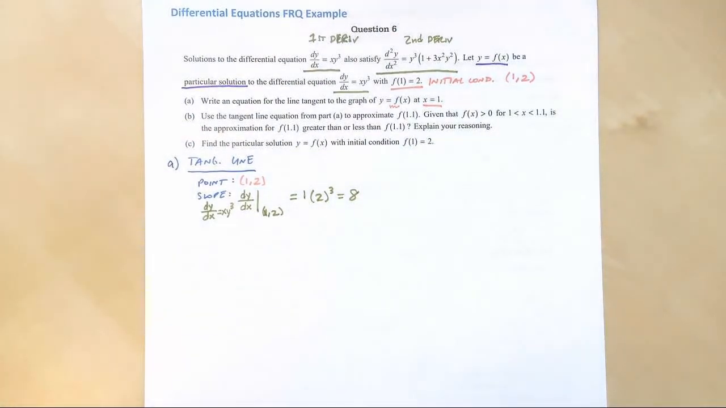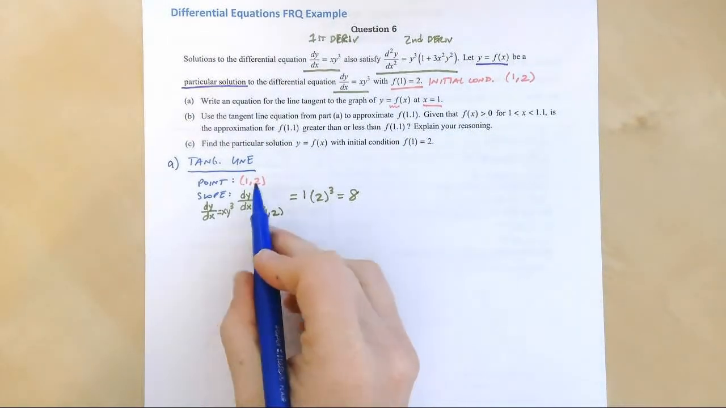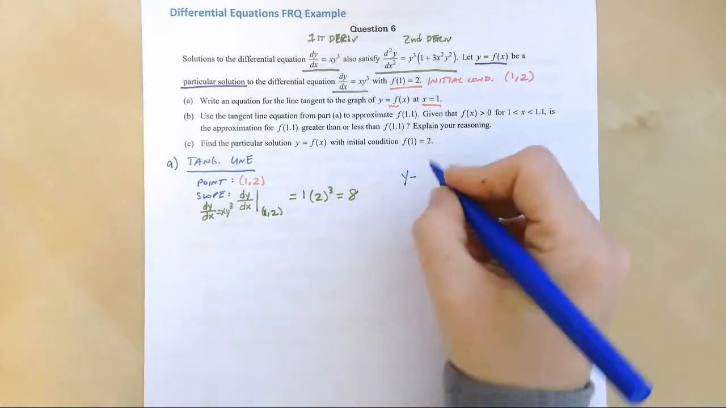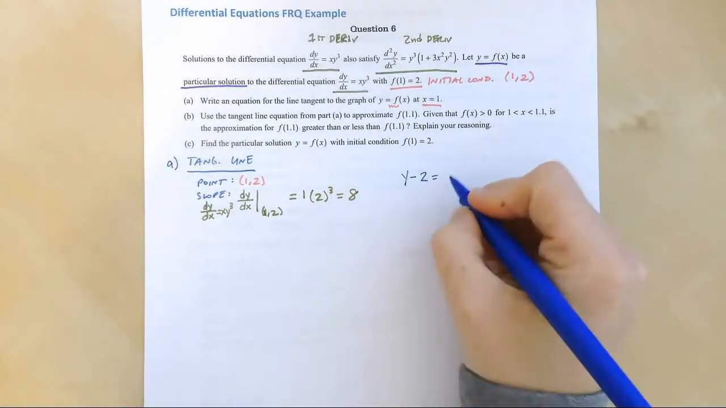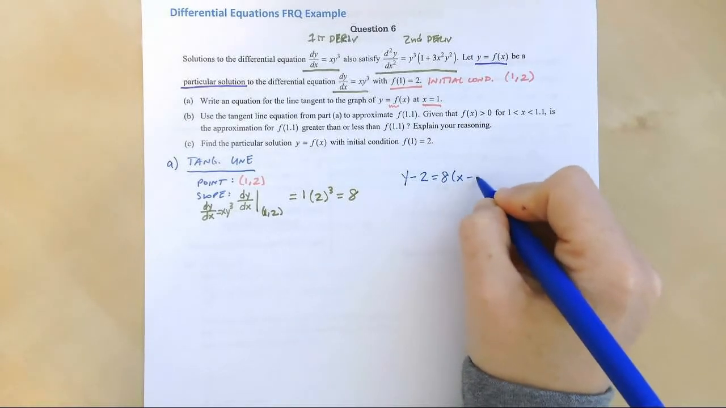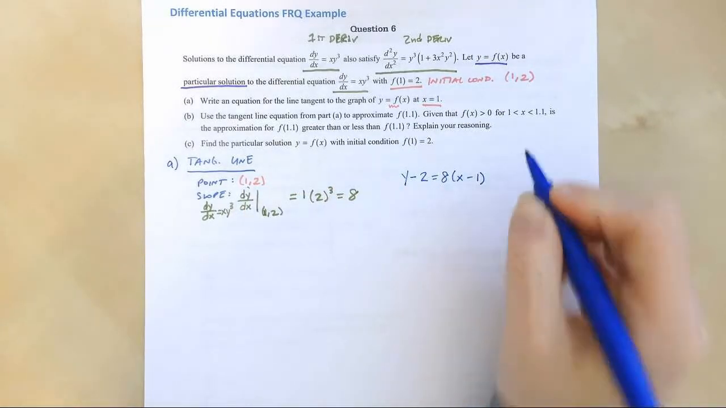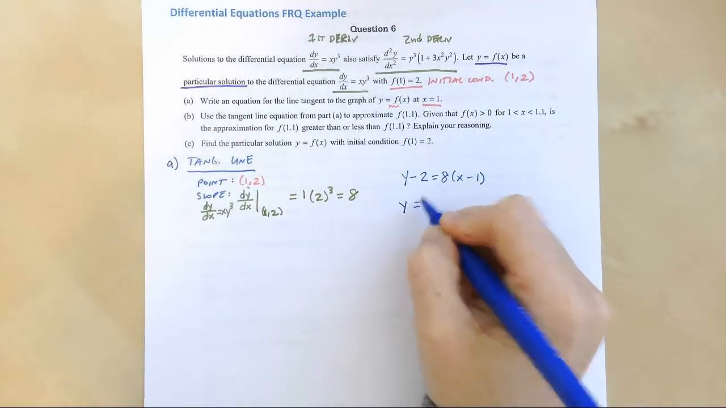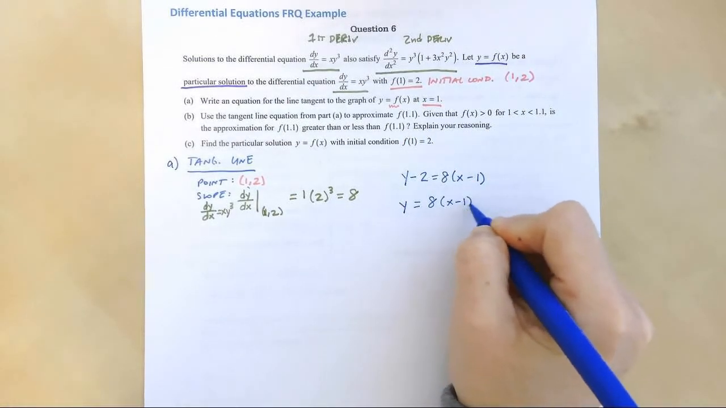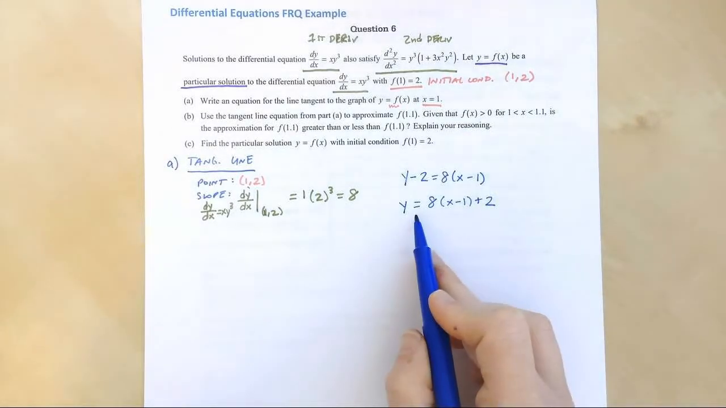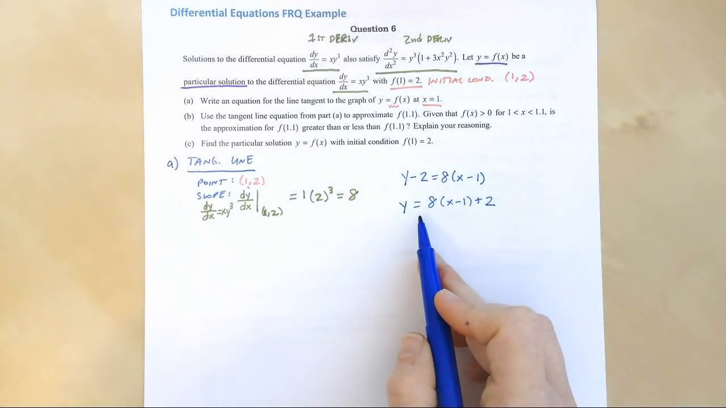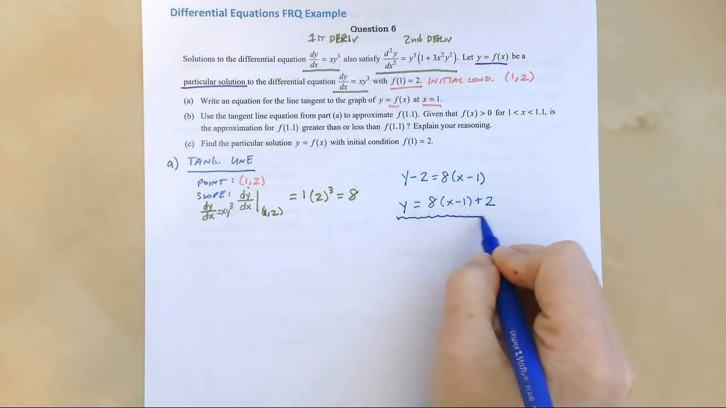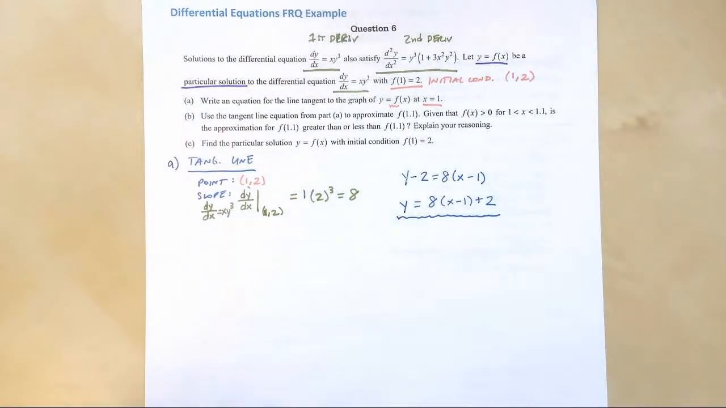Okay, now we're ready to write the equation of our tangent line. We use the equation of a line: y minus y1, which is 2, equals m, which is the slope, 8, times x minus x1, which is 1. Cool. Let's go ahead and isolate y. y equals 8(x minus 1) plus 2, to make it an equation of a line. Okay, cool. Now that we've gotten that, this is your answer for part A. Let's move on to part B.